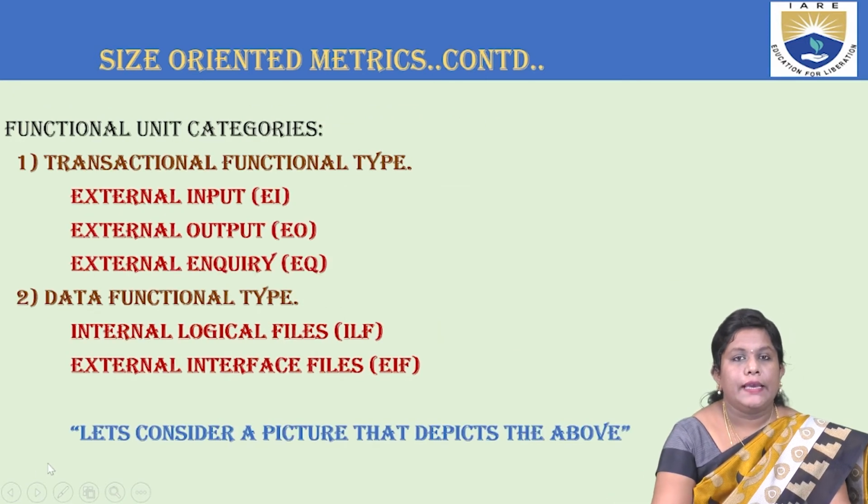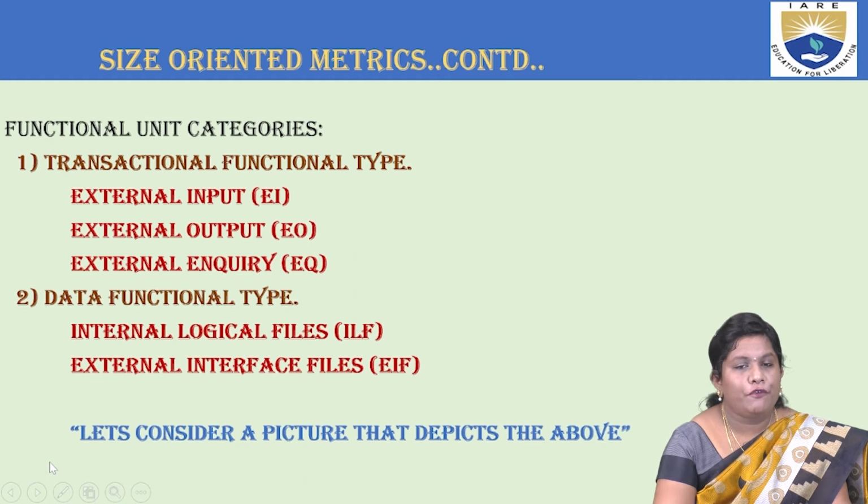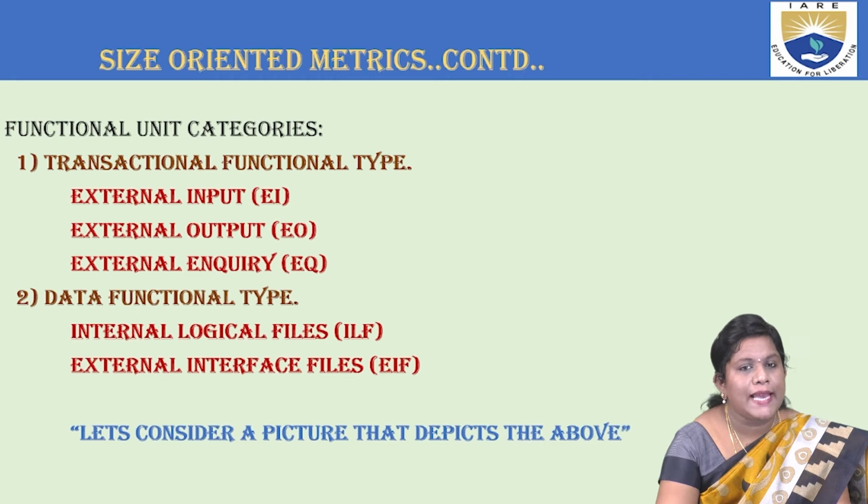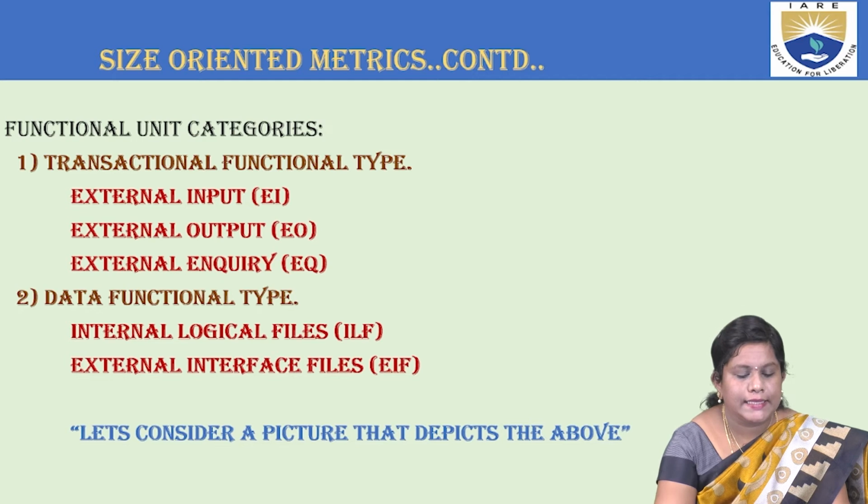Moving further, as I told you, there are 5 functional units, that is input, output, enquiries, internal logical files, and the fifth one, external logical files. All these are acting as functional units for function point analysis. Now, when you consider these functional units, they are again segregated into 2 terminologies, that is transactional functional type and data functional type.